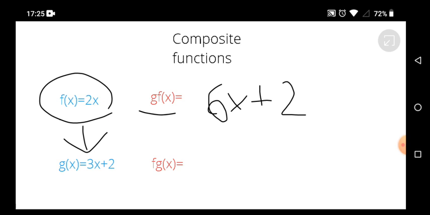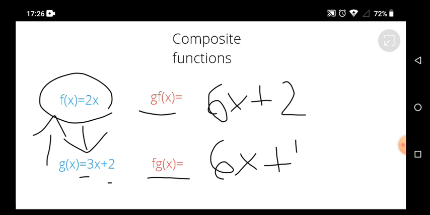So let's move on to f of g of x. And we're going to do the opposite here. We're going to put g of x into f of x. So g of x is 3x plus 2. We're going to want to put that into f of x. Okay, so it'll be 2 lots of g of x essentially. So I'm going to times everything by 2 here, the 3 and the 2. That should give us 6x plus 4.